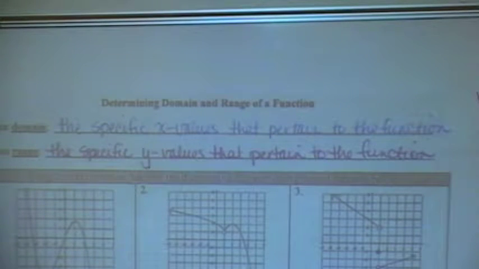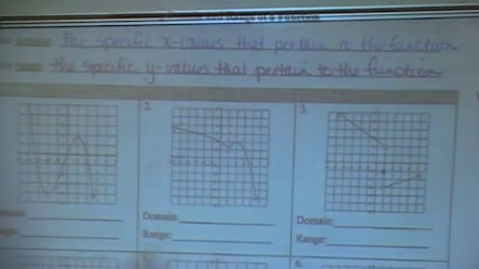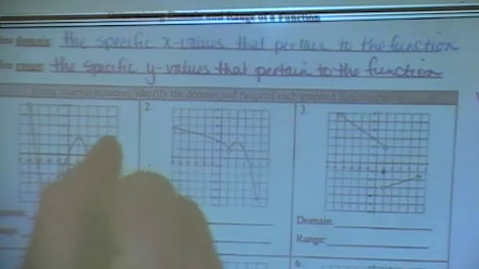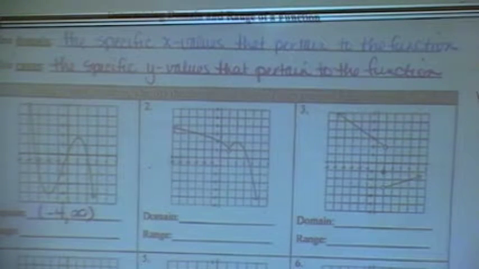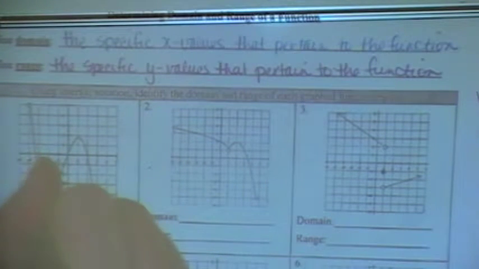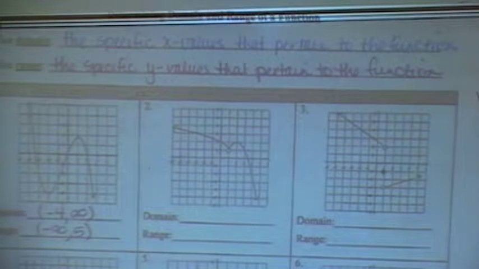So on problems 1 through 6, they gave me some functions. I think they're all functions. Yeah, they're all functions. So they gave me some functions and then asked me domain and range. So I'll put in the answers, and if you have any questions about them, then I'll answer them. So this is (-4, infinity) because it's an open dot and an arrow. And negative infinity to... also parentheses because of the open dot.